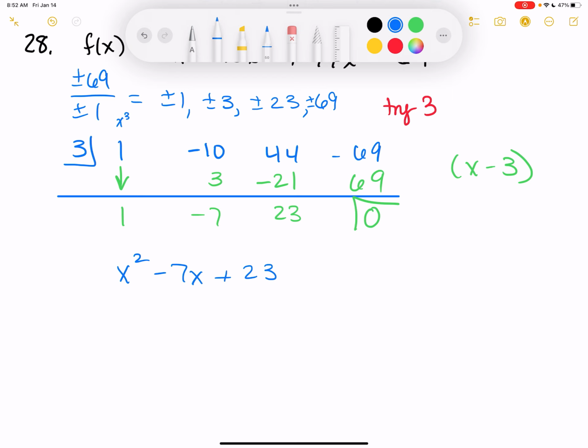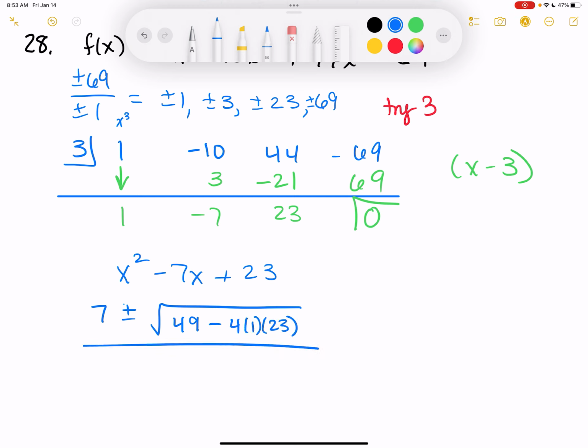All right, so plugging it in, negative b, which is negative 7, so it's going to be positive. So 7 plus or minus the square root of b squared, so 49, minus 4 times a times c, so 4 times 1 times 23, all over 2 times 1.